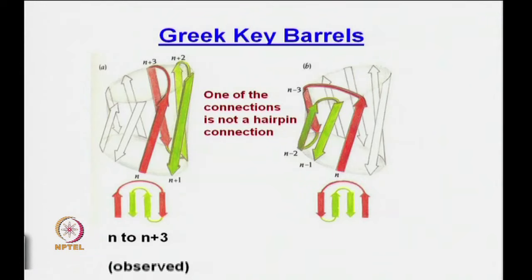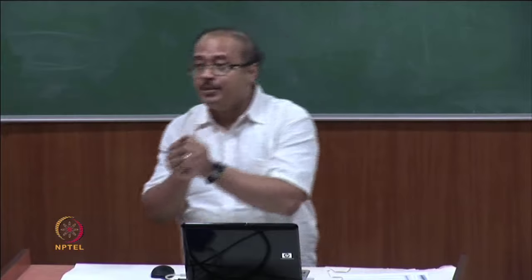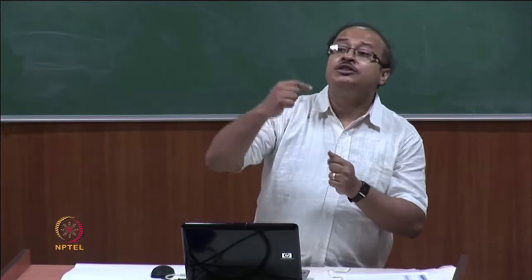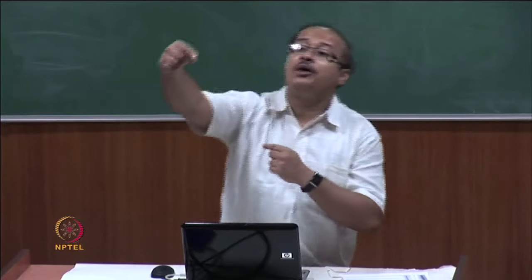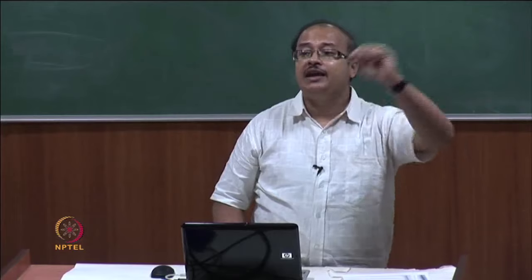So, this is the one which is normally observed, and if you look at the right one, this is n and this is n minus 3. Both of these tell you the same thing. This is not a hairpin loop, because it is not linking two adjacent strands, it is linking two strands which are 3 strands apart, like n minus 3 or n plus 3.